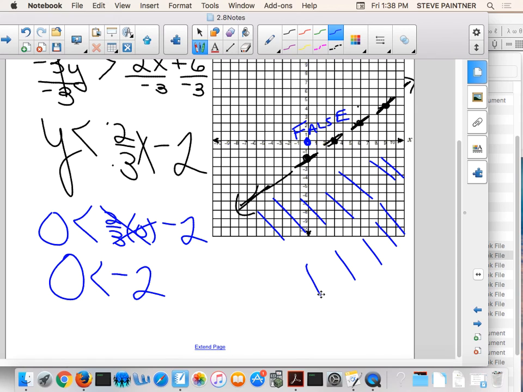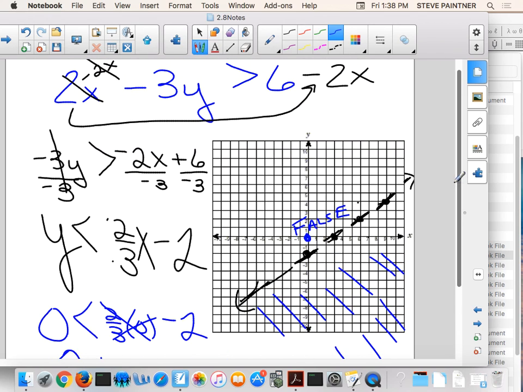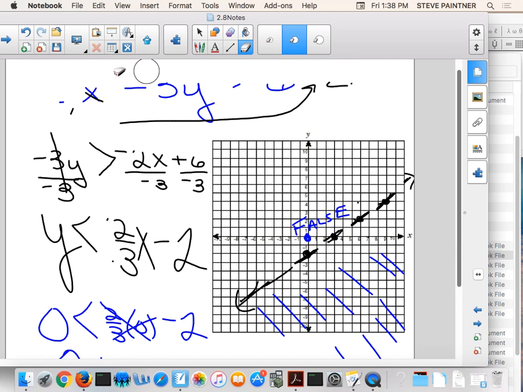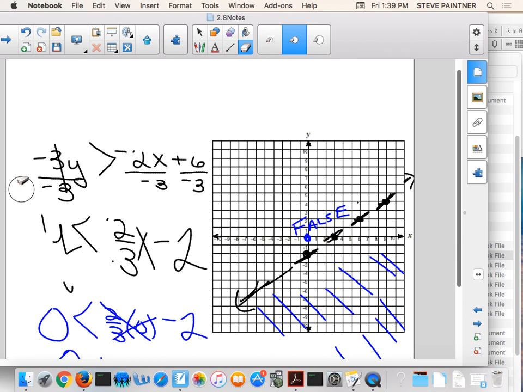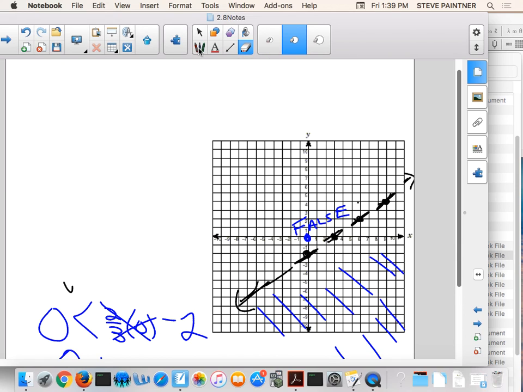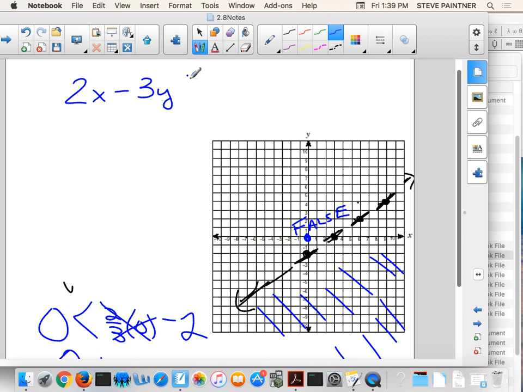Okay, guys, I gotta tell you a secret. That is so easy. Watch how easy this is. This problem up here, I kind of have to erase it now because I got a mess. Okay, here we go. It was 2x minus 3y greater than 6? Okay, watch this. All that time you took, I could have just done this.